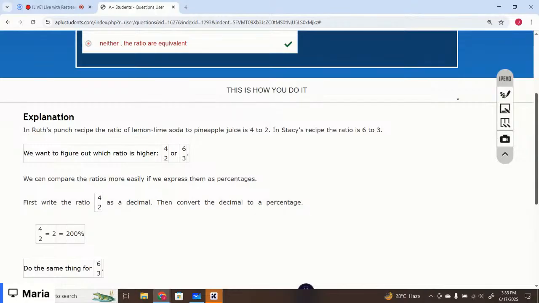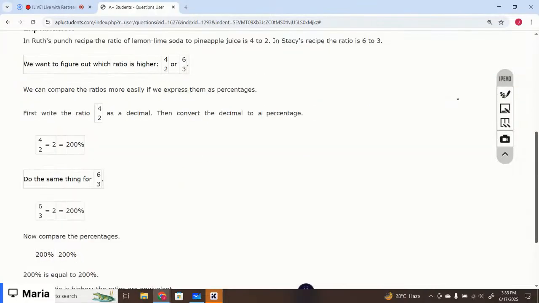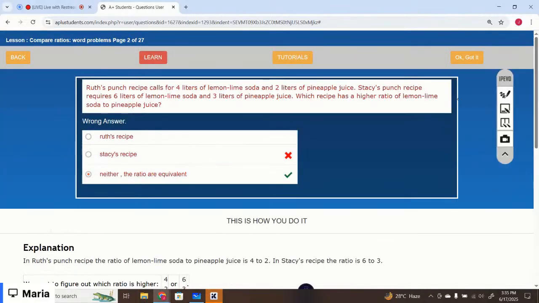Okay, you need to compare them in percentage form. So they are exactly equal. So they are equal.